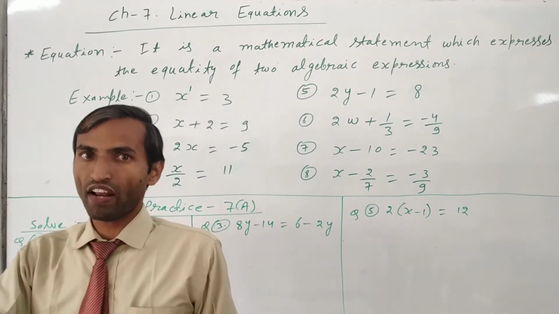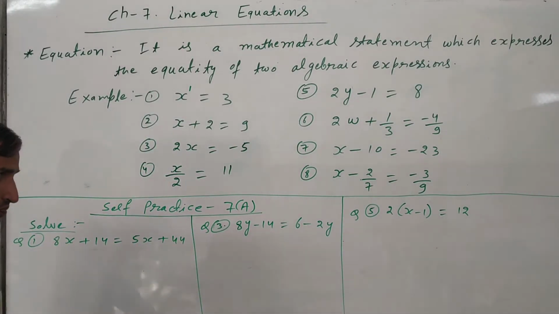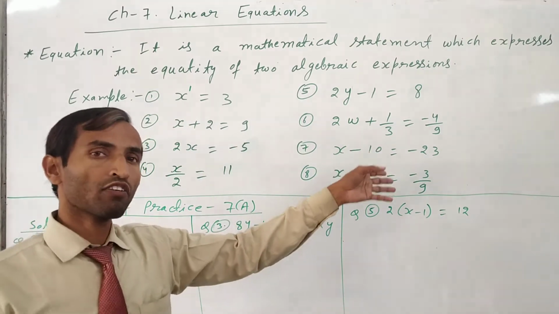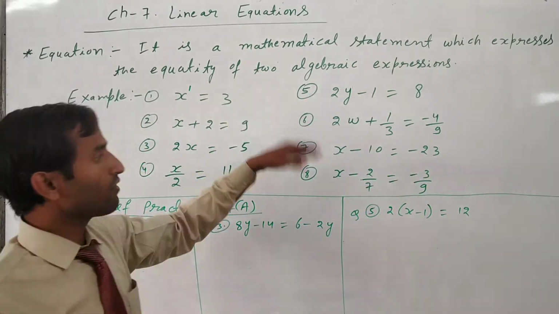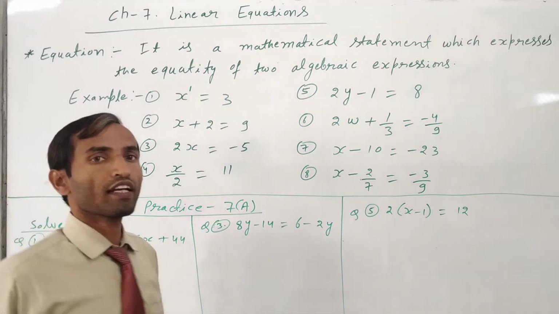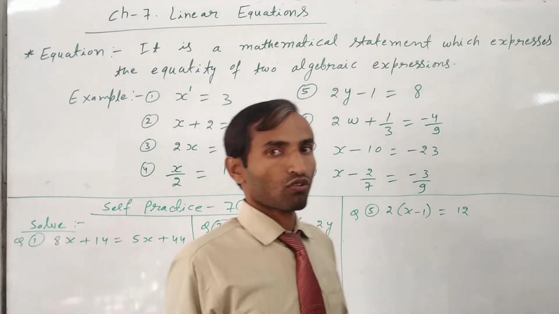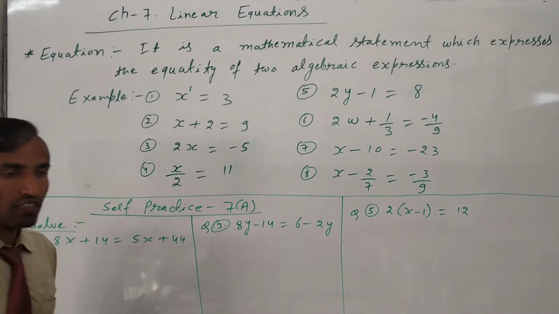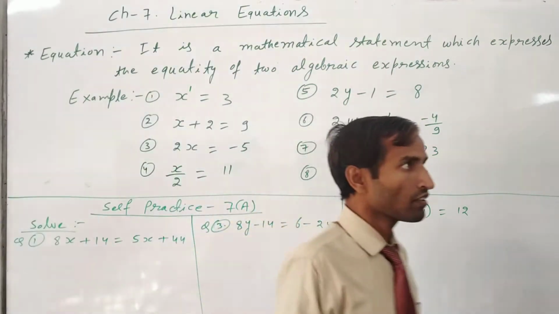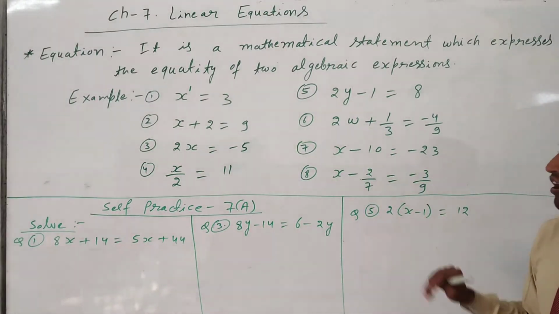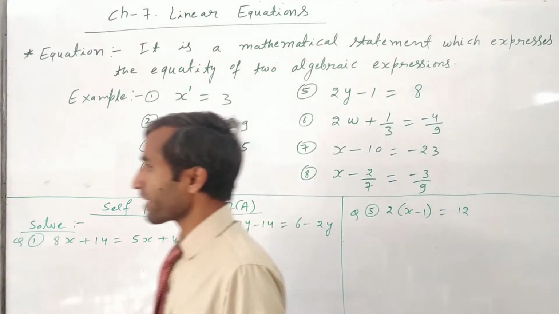A linear equation may have fractions also, so no need to worry. The solution will not always come as an integer or whole number. Sometimes the solution will come as a fraction or decimal, or a rational number also. Now I will explain through self practice 7A, the first exercise of this chapter. We have to solve these linear equations. I will explain how we solve them one by one.